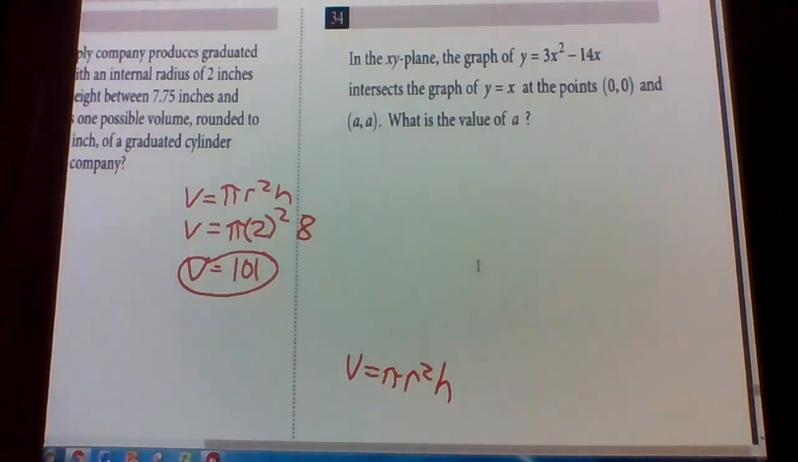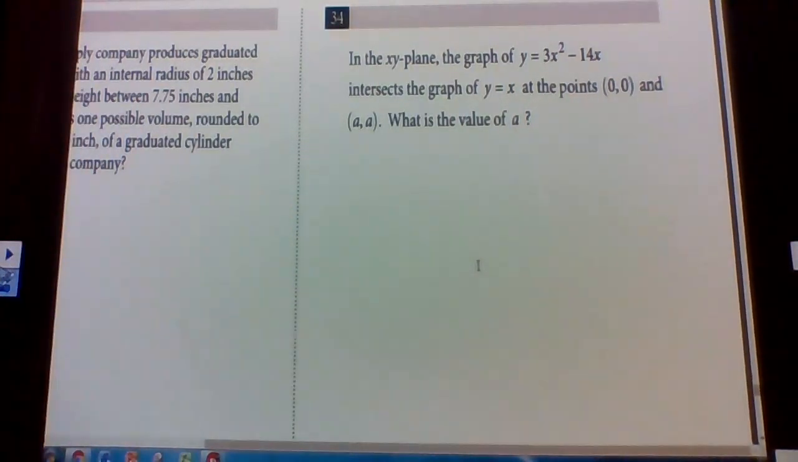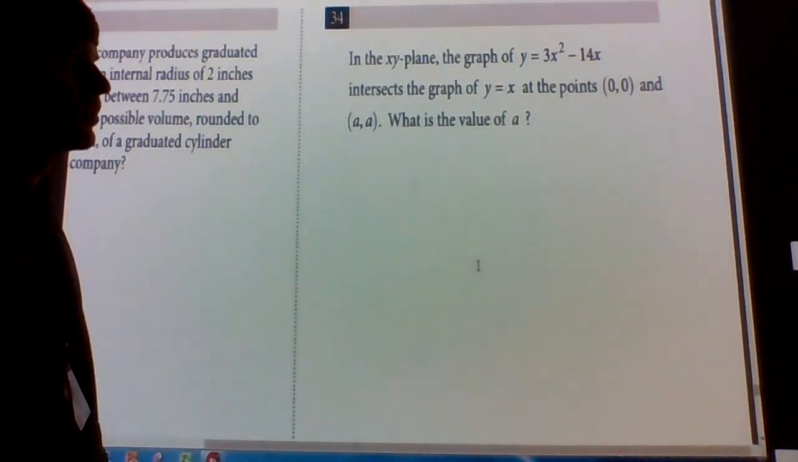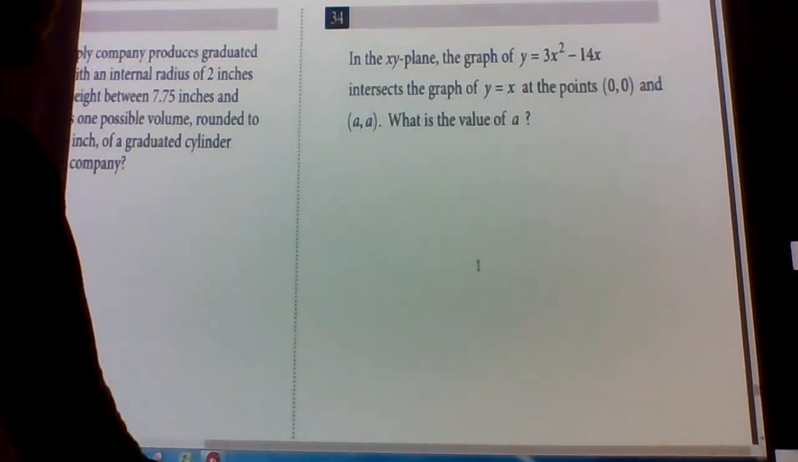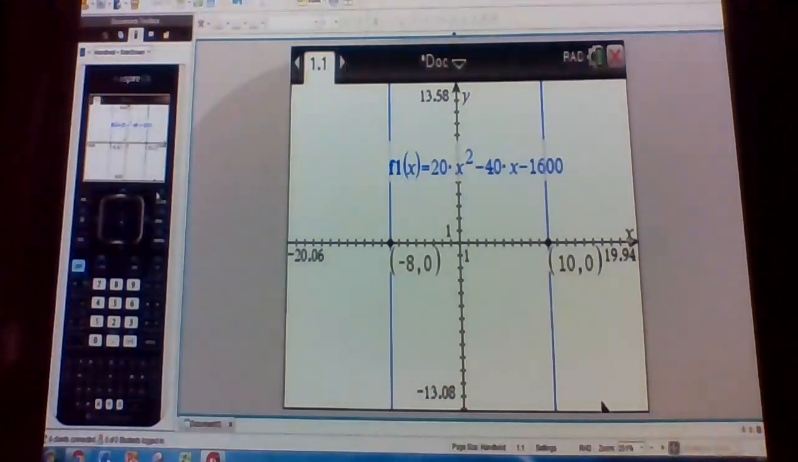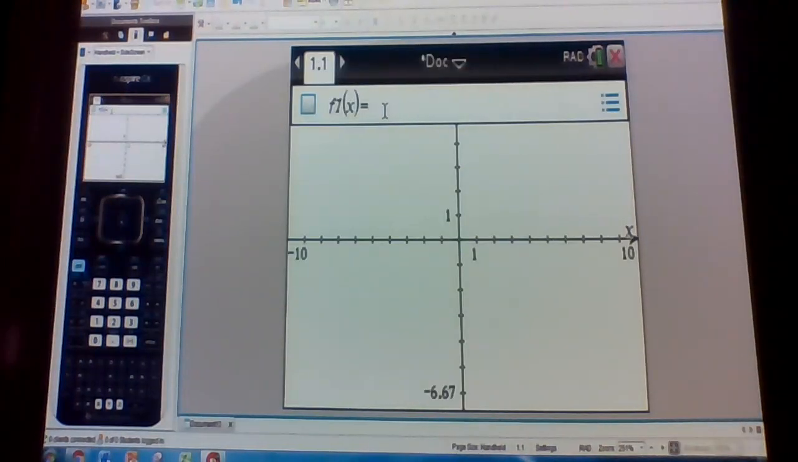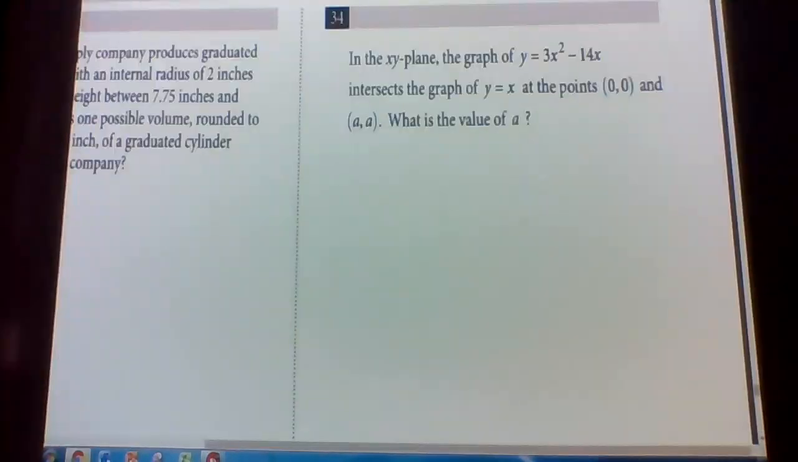34. In the xy plane, the graph of y equals 3x squared minus 14x intersects the graph of y equals x at the points (0, 0) and (A, A). What is the value of A? Well, we can use the calculator. Graph them both. Okay, so let's add a new graph. Okay, y equals, what was it?